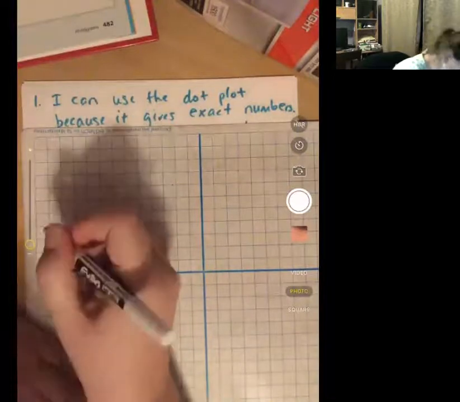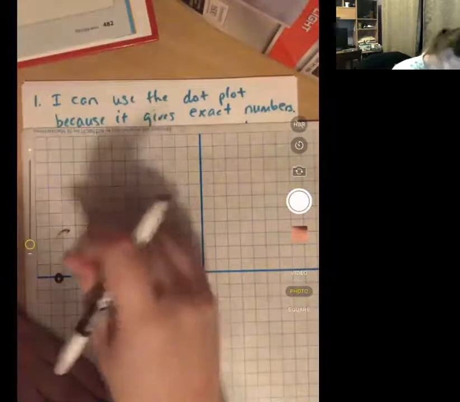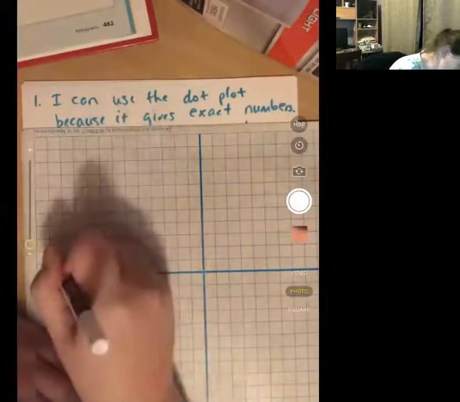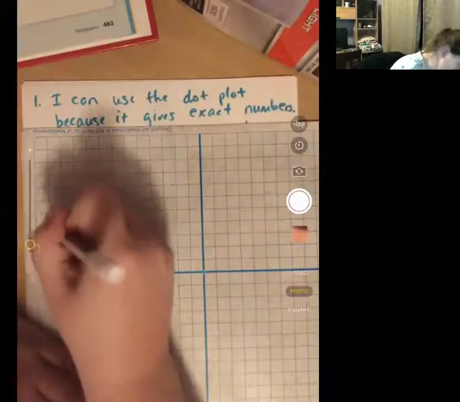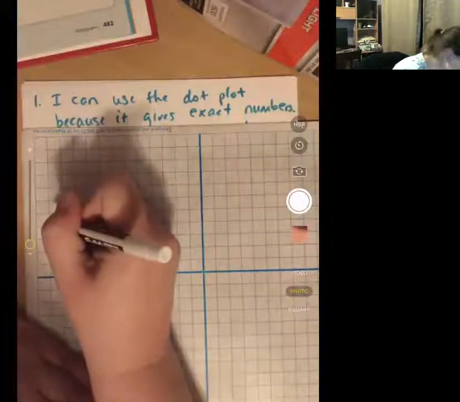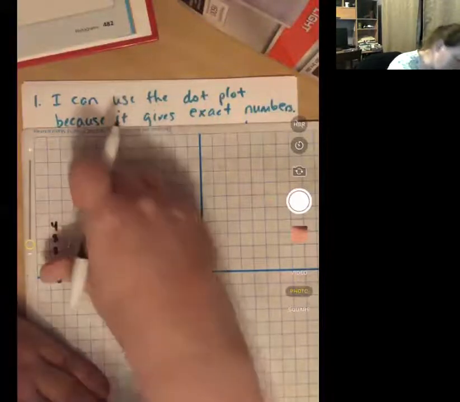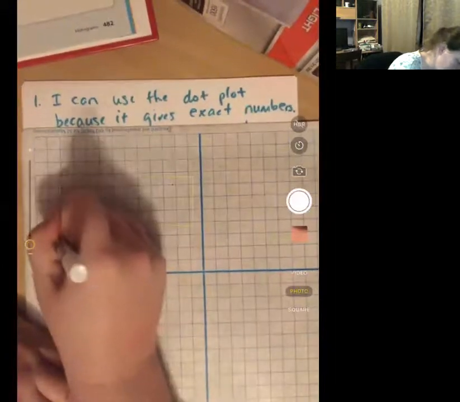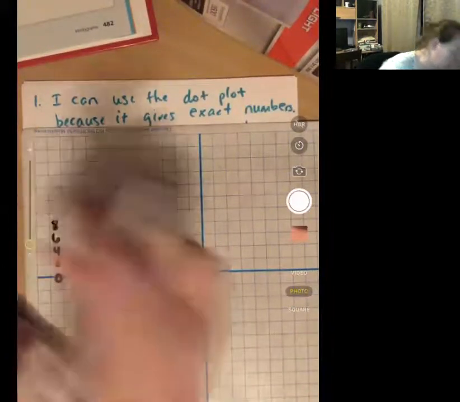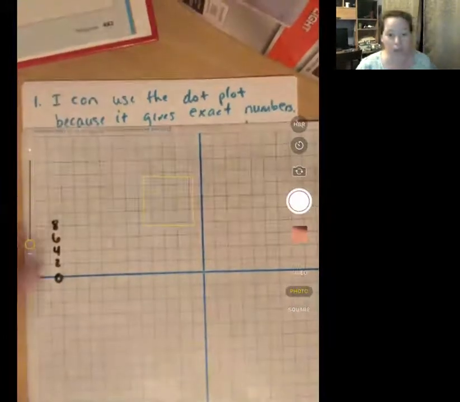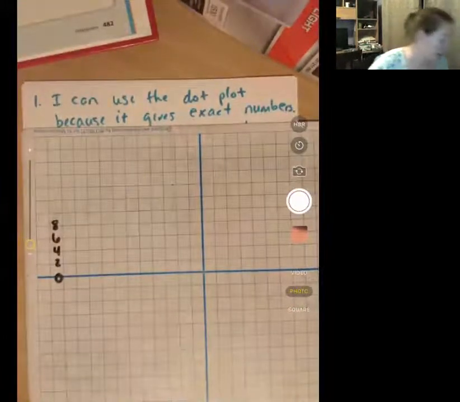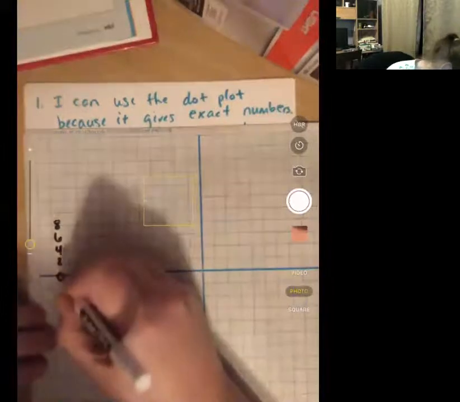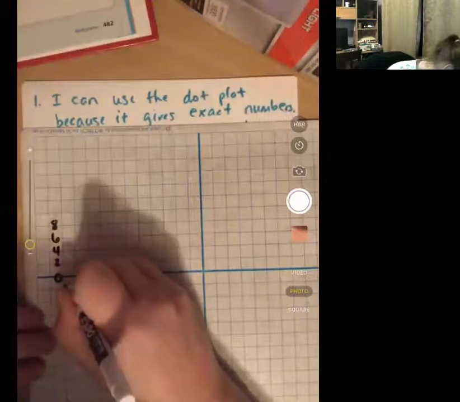Oh no, wait. I'm looking at the wrong graph. That's why I'm getting confused. 2, 4, 6, 8. Okay? So each of those ones is for that. I then go down here and I will do this frequency.